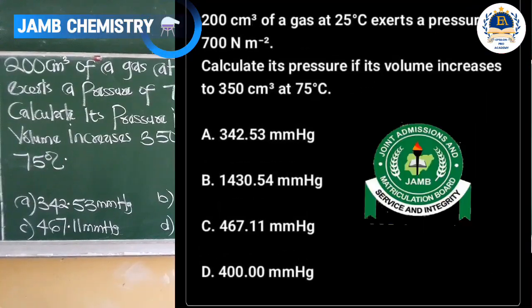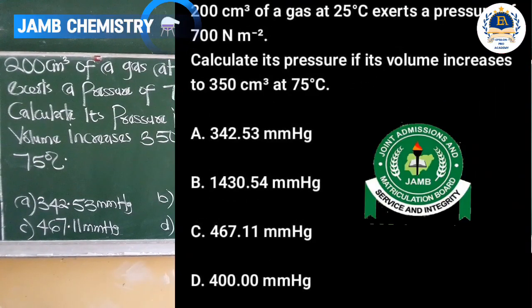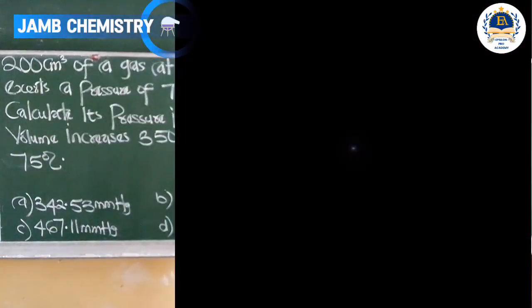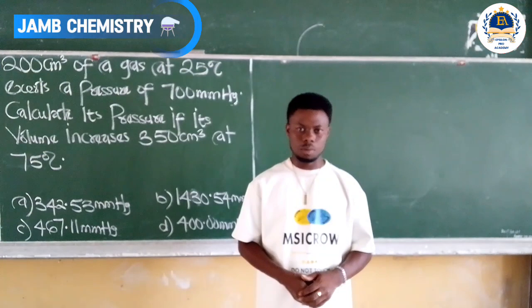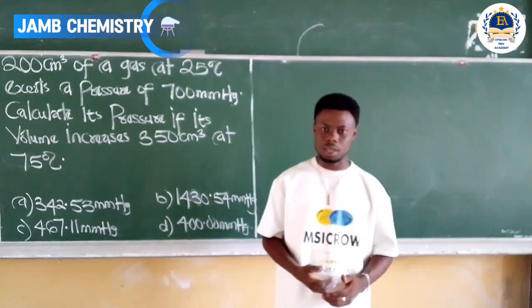128. 200 cm3 of a gas at 25 degrees Celsius exerts a pressure of 700 mm Hg. Calculate its pressure if its volume increases to 350 cm3 at 75 degrees Celsius. The options are given below. We are going to apply the general gas law, that is the combination of Boyle's law and Charles' law.